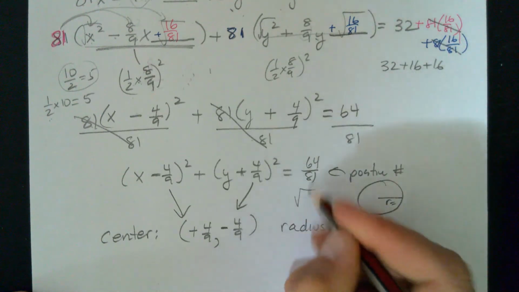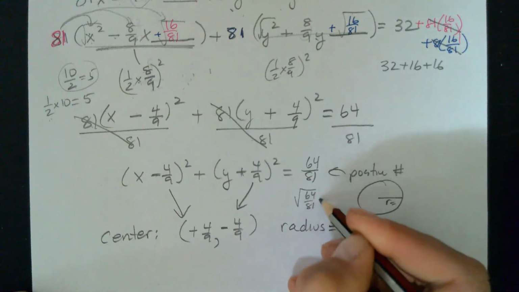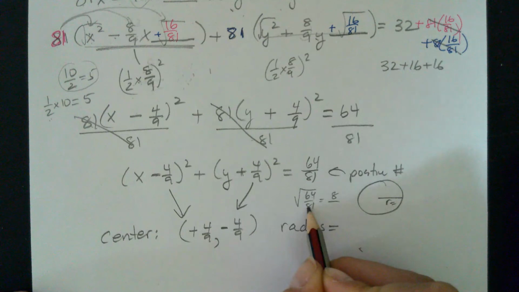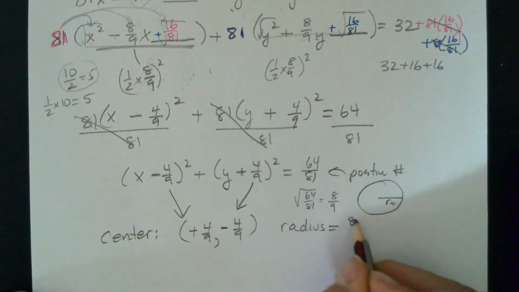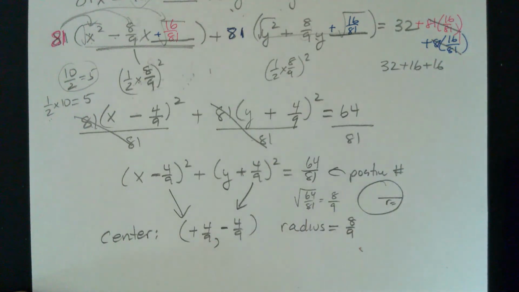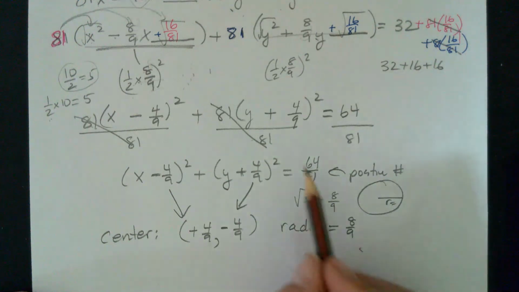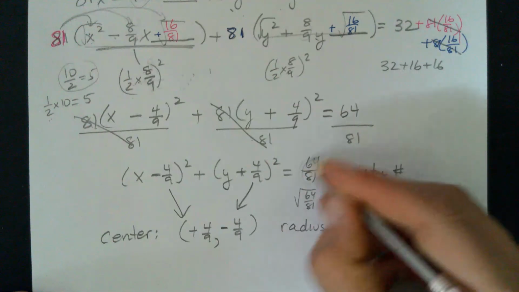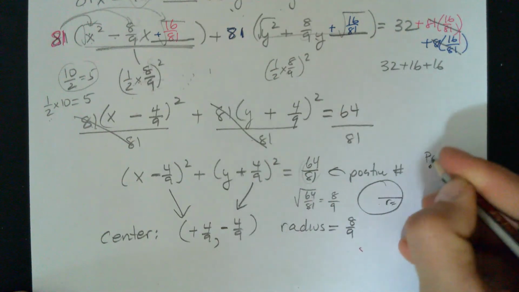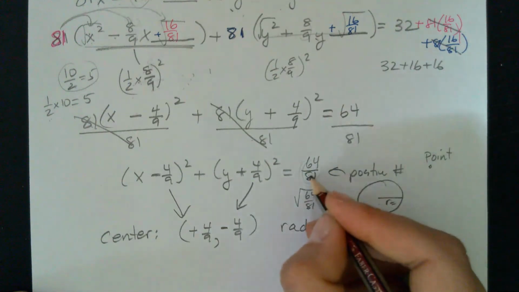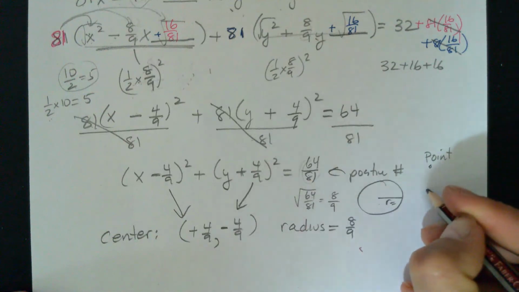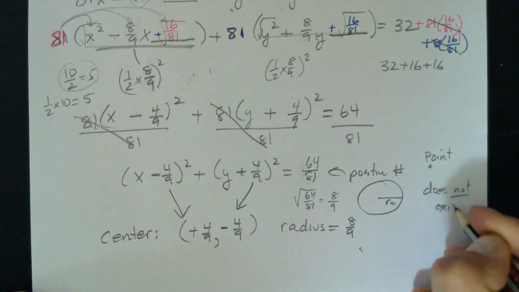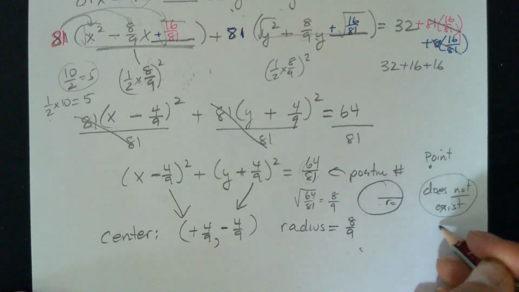We have to take the square root of this. So what times what is 64? 8. What times what is 81? 9. So my radius is 8 over 9. Okay. So because it's positive, I know it's a circle. If this was, say, 0, then I would say it's a point. If it was a negative number here, I would say does not exist. There'd be no circle if it's a negative number.